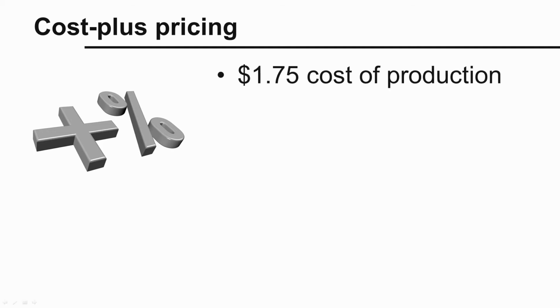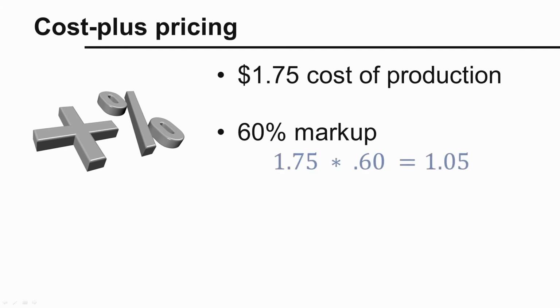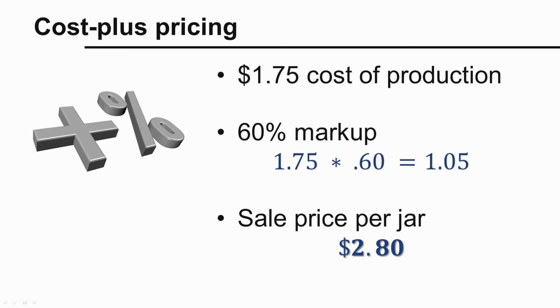Assume that you make apple butter and the cost to produce it is $1.75 per jar. Assuming that you apply a standard markup of 60% to all your products, the markup would be $1.05. Adding those two values, $1.75 plus $1.05, gives you the final sale price of $2.80 per jar.